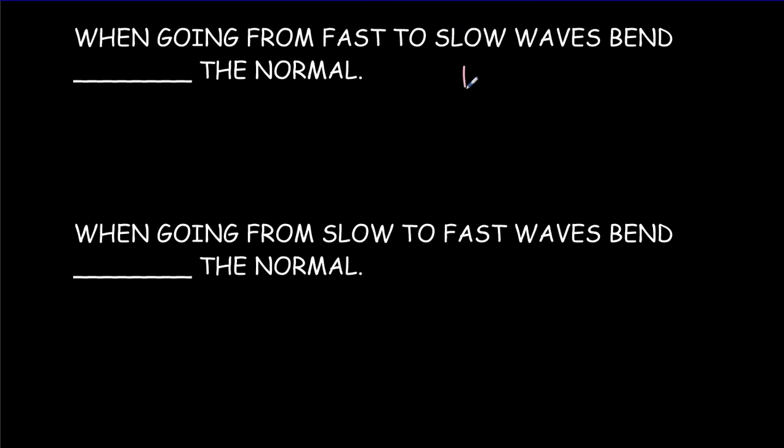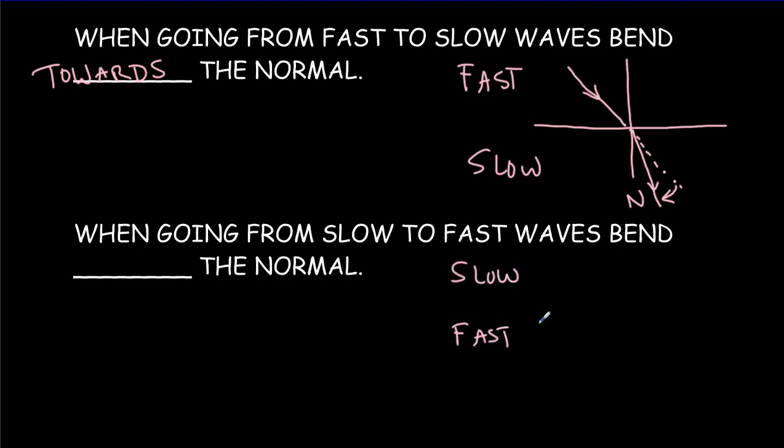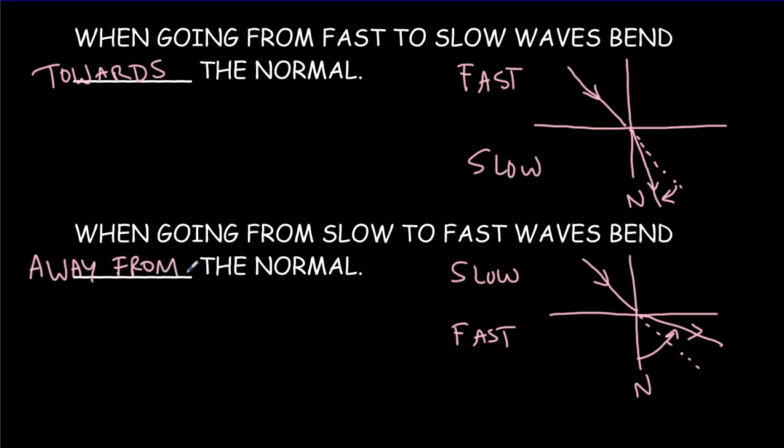So to summarize, if you're going from a fast medium to a slow medium, and suppose this is the normal, this is the incident ray, then instead of going in a straight line, it's going to bend towards the normal. It's getting closer to the normal. But when you're going from slow to fast, of course everything is the opposite. So this time, instead of going in a straight line, you're going to get farther away from the normal, which means you're getting closer to the boundary. So slow to fast is away from the normal.